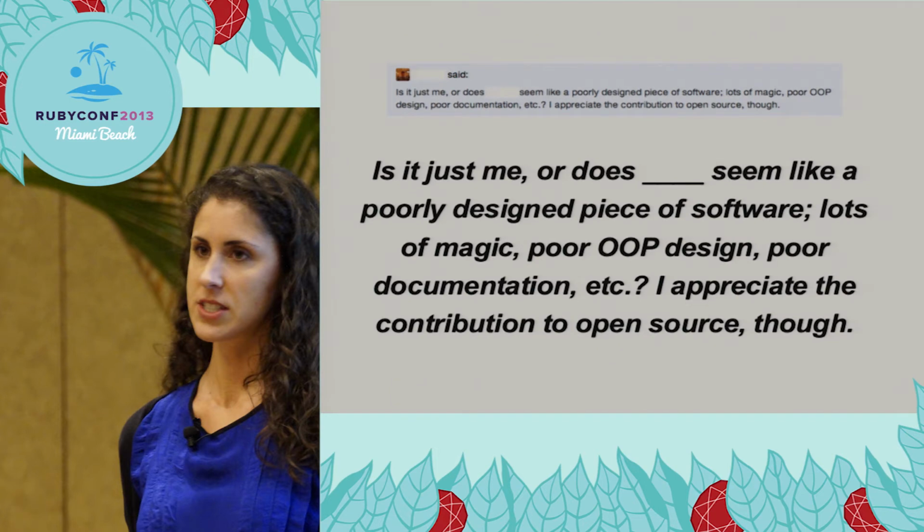This is a quote from someone commenting on a gem that a lot of people use. It's really popular. I didn't want to put the gem on the spot and say it sucks, but the point here is that this gem is used by, I'm sure, the majority of people in this room. And someone said, I love the contribution to open source, but it's not very obvious what's going on when I look at the code. It's an example of poor OOP design, poor documentation. It's sort of a black box. It seems like there's a lot of magic. I don't really know what's going on. But as I said, I appreciate the contribution to open source.